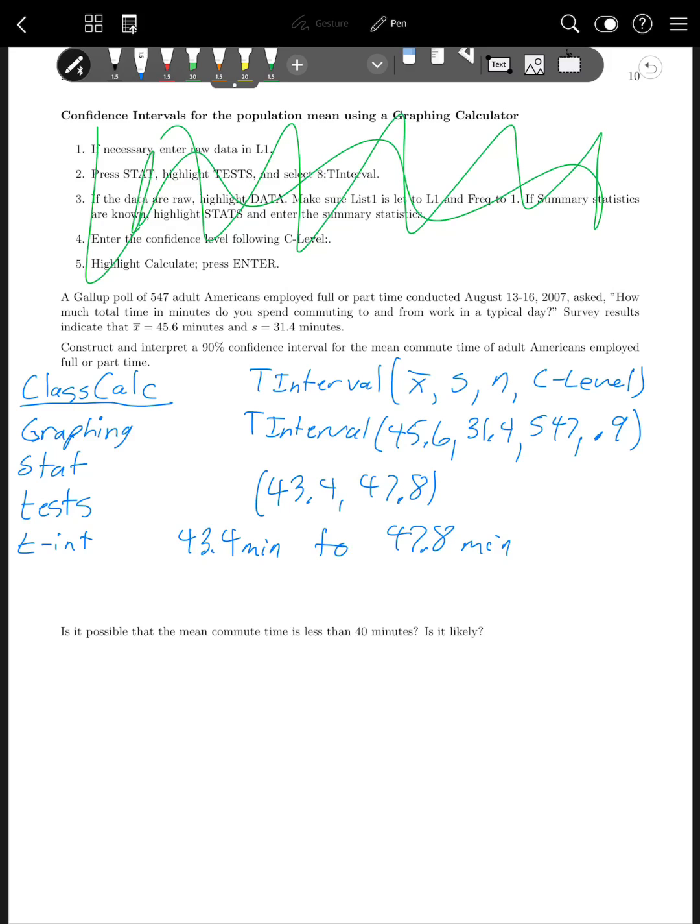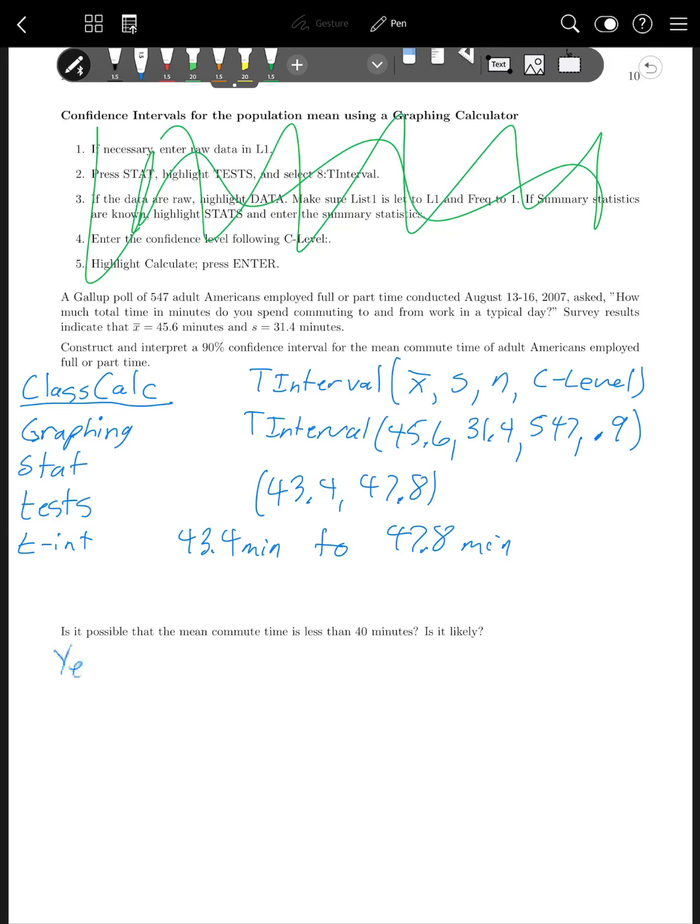So 43.4 to 47.8. And so what that means is we would expect the mean commute time of all adult Americans to be between 43.4 minutes to 47.8 minutes.